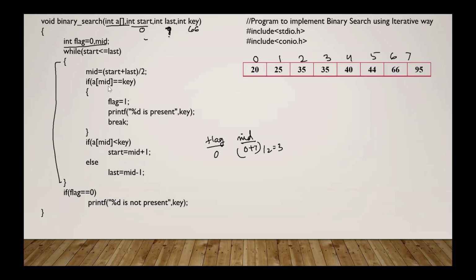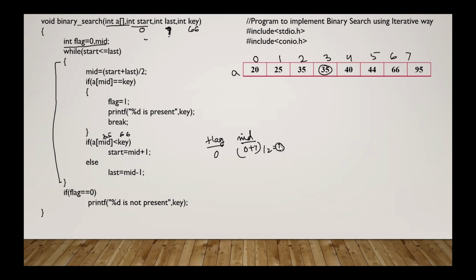Then if A[mid], means A[3]. What is A[3]? This is the array A, so A[3] is 37. Is 37 equal to key? What is the key? Key is 66. So no. If it is not, then it will go to the next line. If A[mid], means A[3], is less than key, where key is 66, and if it is true, then start equals mid plus 1.